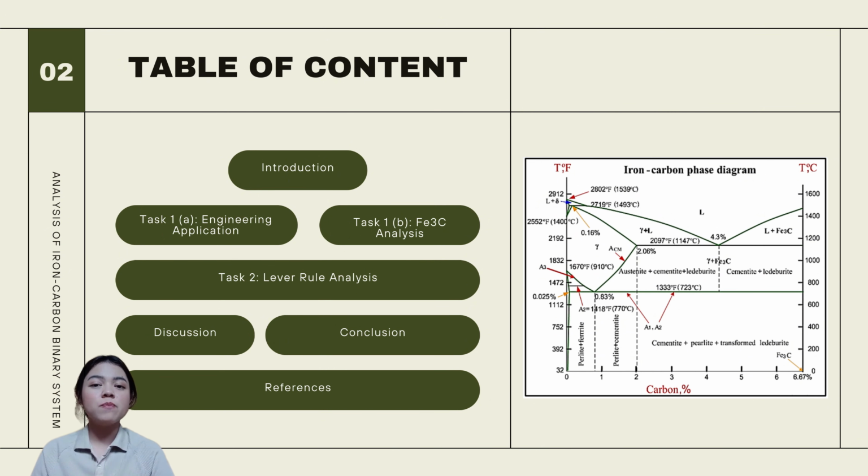After that, we will proceed with a discussion of the findings, followed by a concise conclusion summarizing the key insights. Finally, we will share the references that support this study. On the right, you will see the iron-carbon phase diagram, a critical visual for this topic, which we will revisit as we progress. Let's dive in.